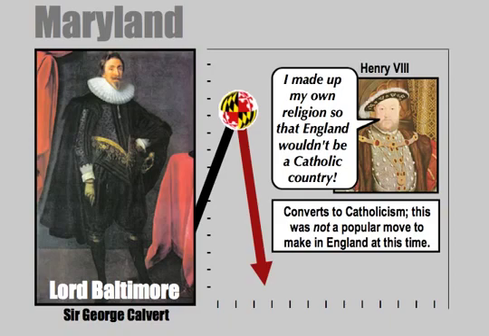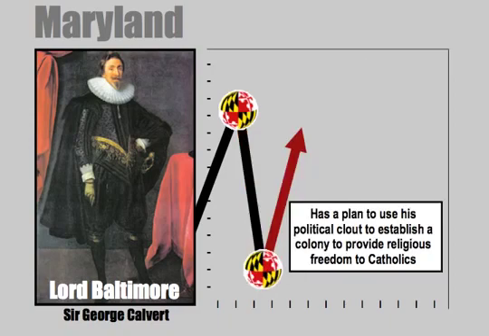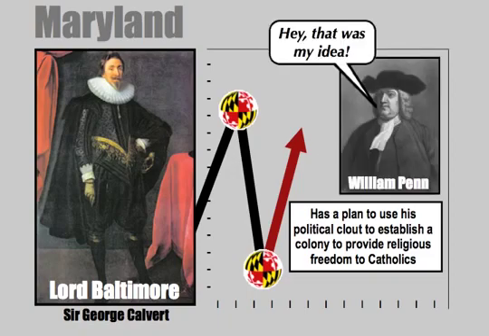But Lord Baltimore decides he's going to summon up whatever political clout he has left and push forth an idea that he has, which is to create a colony in the New World that would provide religious freedom for Catholics. Now, does this sound familiar to you? Because we heard a very similar story about William Penn. This is the same idea that William Penn has that leads to the founding of Pennsylvania. But instead here we're talking about providing religious freedom not to Quakers, but providing religious freedom for Catholics instead.